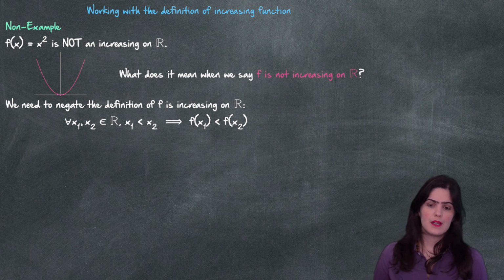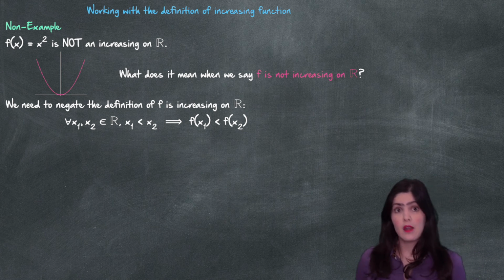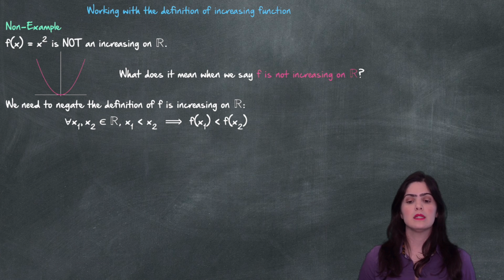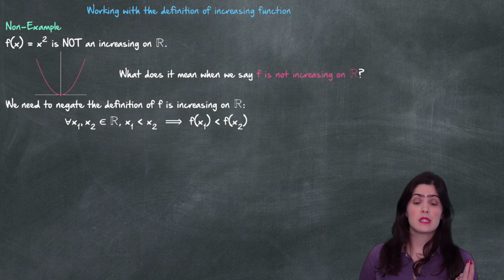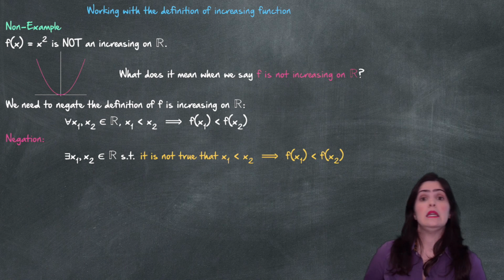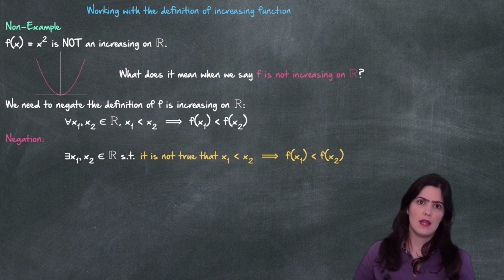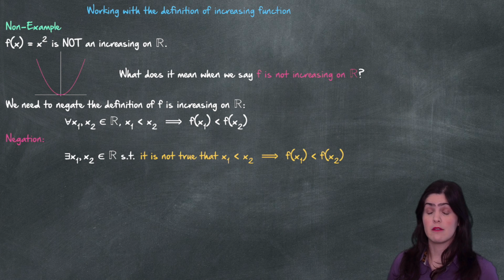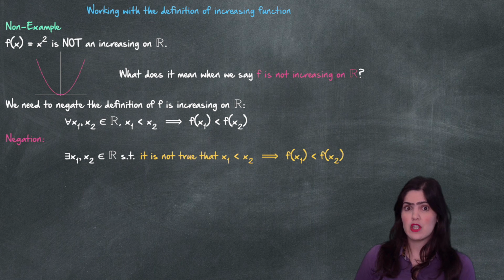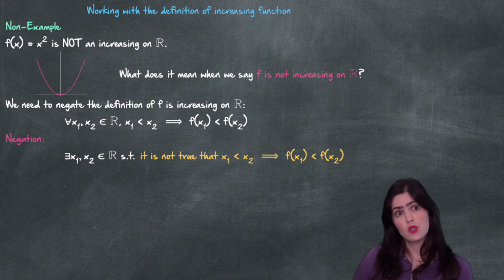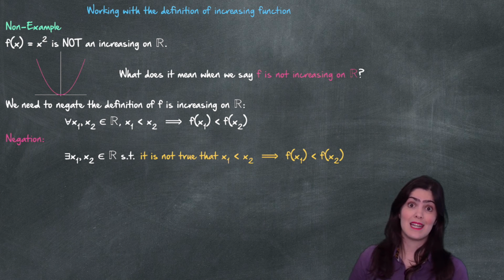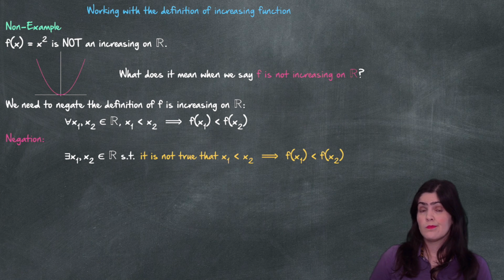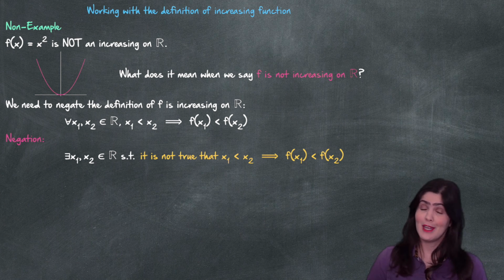Well, if we want to show that it is not true that for every pair of numbers in the reals this happens, we need to just find two numbers, x1 and x2, such that it is not true that x1 less than x2 implies f of x1 is less than f of x2. Then what is the negation of x1 less than x2 implies f of x1 less than f of x2? Well, if you want, pause the video and try to think about it.